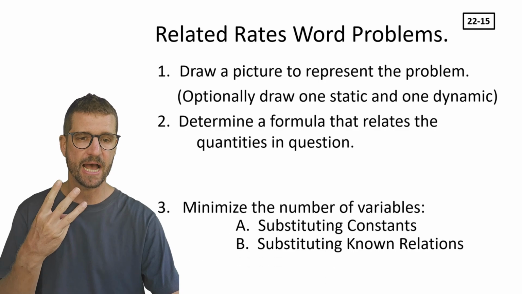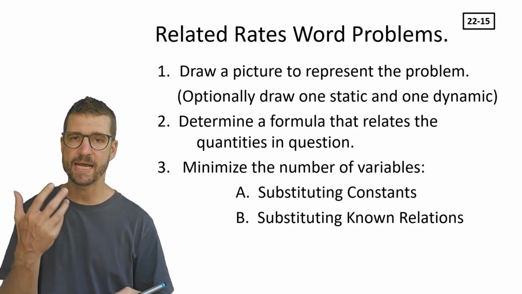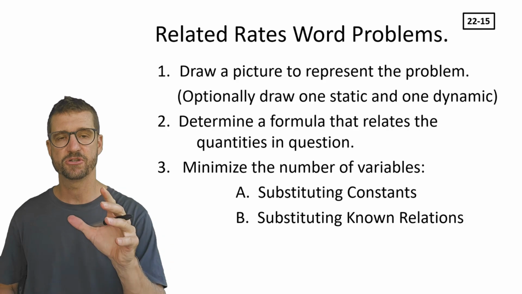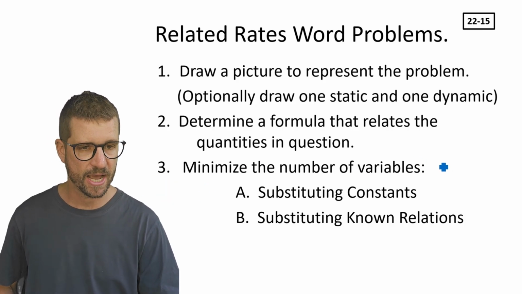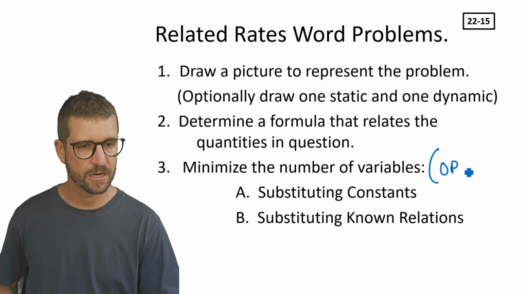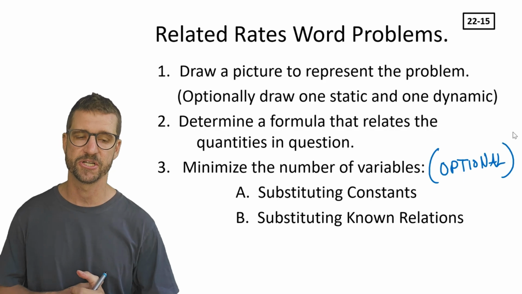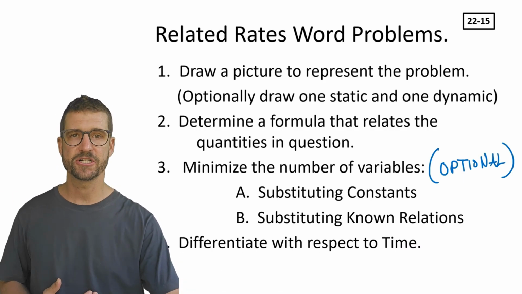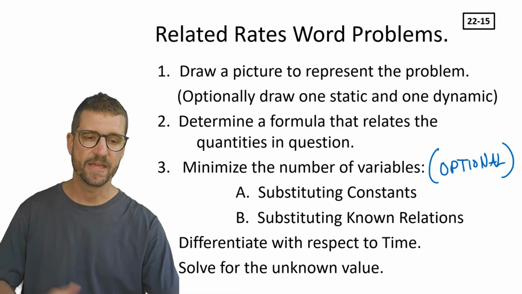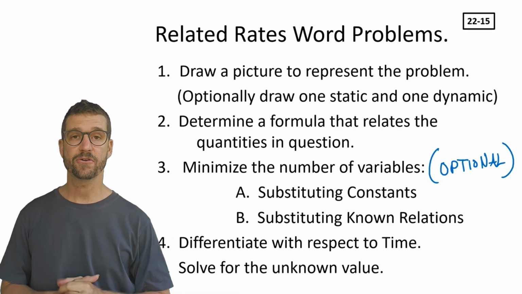Second thing is we will determine a formula that relates the problem, the quantities in question. Third thing, which is actually optional, but we can minimize the number of variables by substituting constants or substituting known relations. And I might write optional here, okay, just so you remember that. But definitely, I would recommend doing it. It's gonna make your life much easier. And then once you've done that, you just differentiate with respect to time, and then you solve for the unknown value, okay? So that's all there is to it.